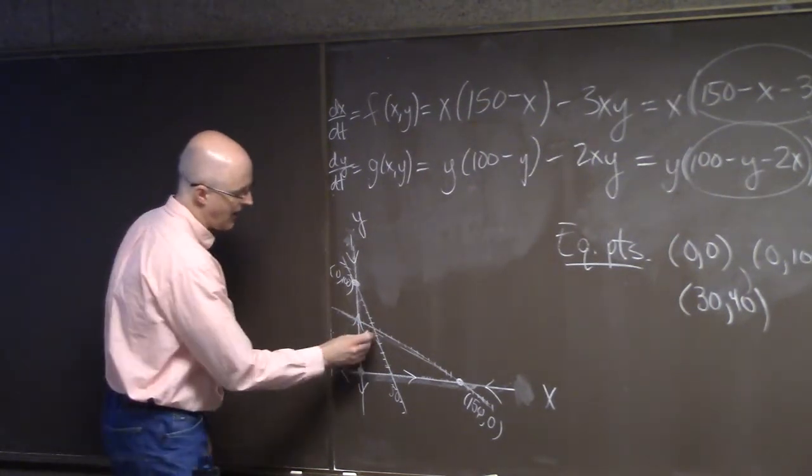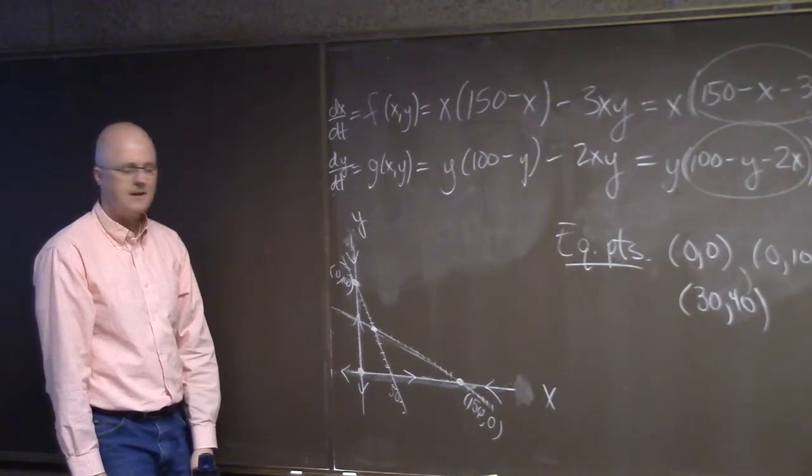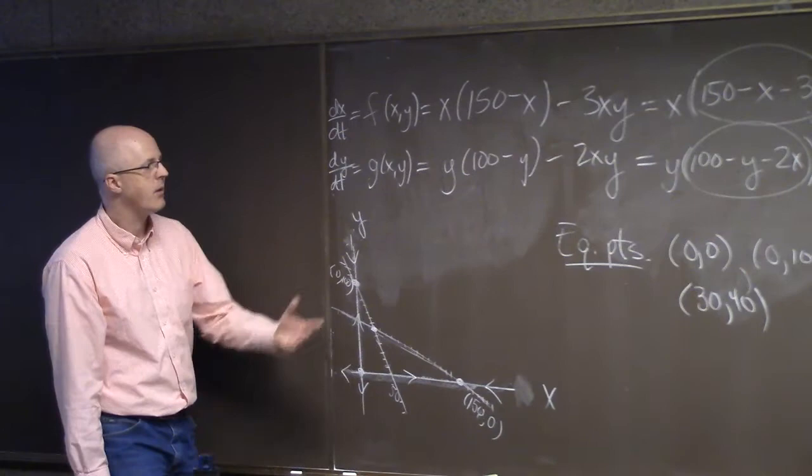Right there, that's a crossing of two different kinds of nullclines, an x nullcline and a y nullcline. There's your fourth equilibrium point. That's the point 30, 40.